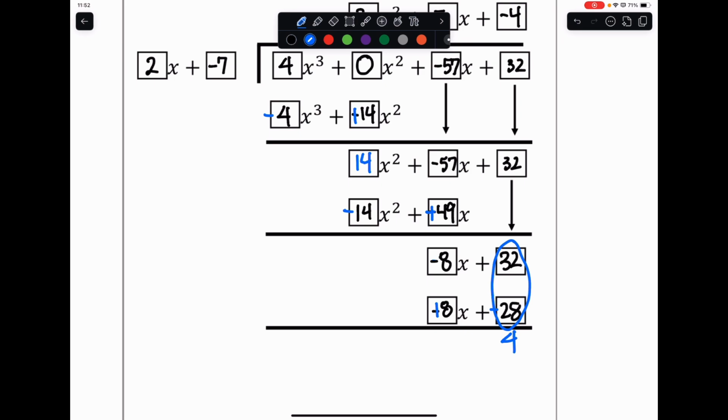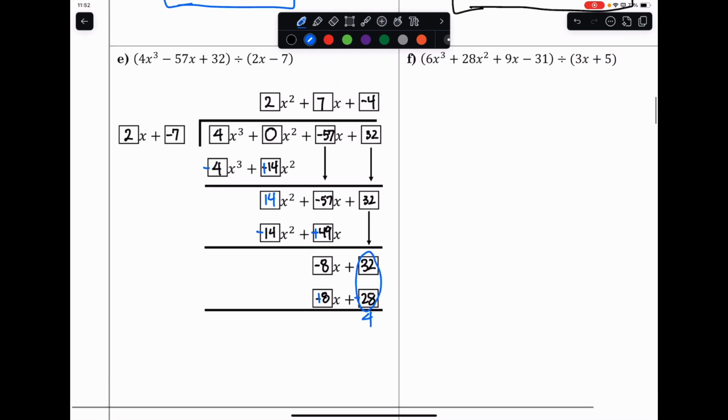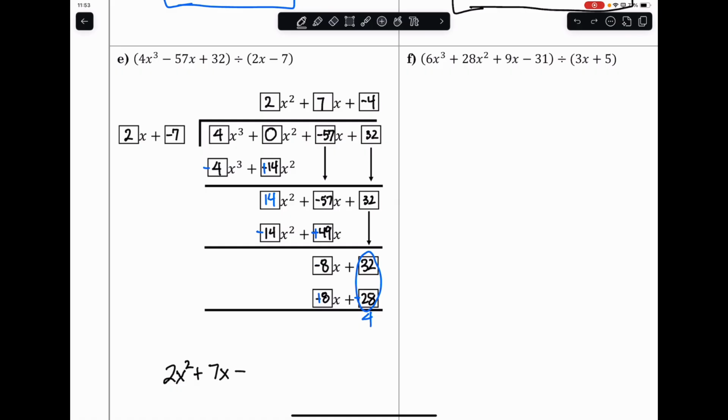So another example where we ended up with a remainder. Just like the previous one, we're going to include the remainder as part of the quotient by simply adding that value over the divisor. So there is your quotient.